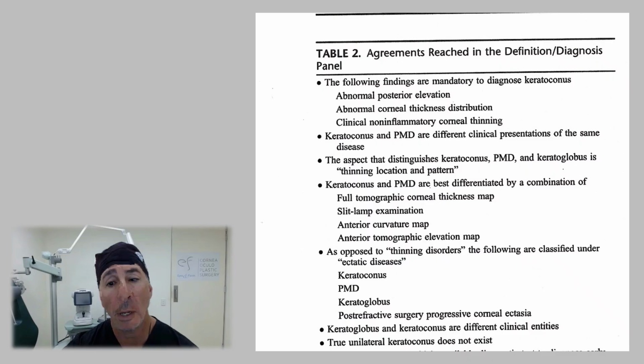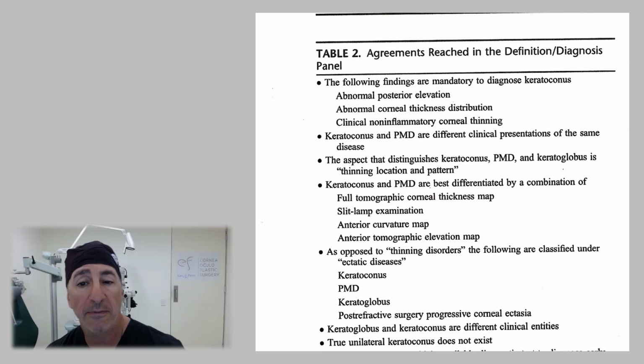So here we go. It's a long table here that has their summary parameters. And the top of it says agreements reached in the definition diagnosis panel. That's very important. Everyone getting together saying, what is an agreement? How do we agree on certain things? Too small there, so I'm going to magnify it and go through it bit by bit.